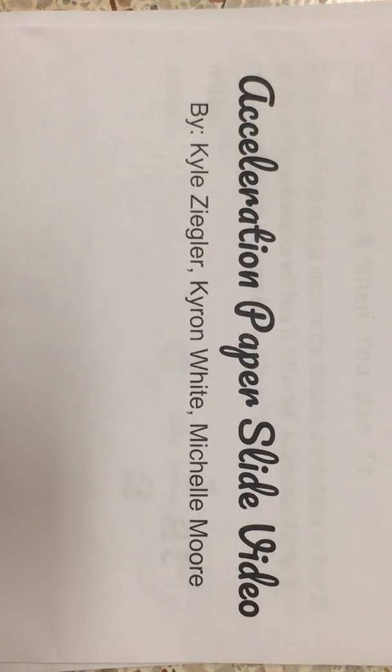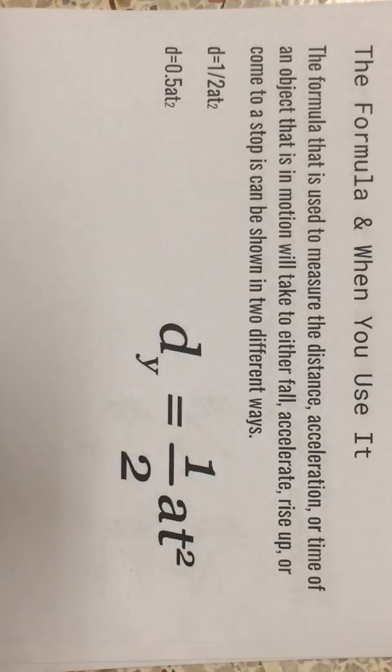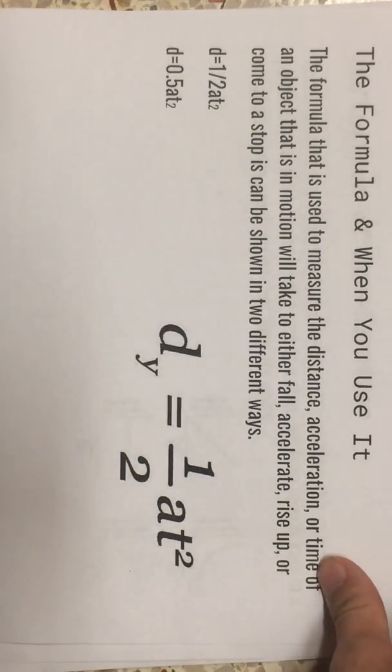Acceleration paper slide video. The formula and when you use it. The formula that is used to measure the distance, acceleration, or time of an object that is in motion will take to either fall, accelerate, rise up, or come to a stop. It can be shown in two different ways.